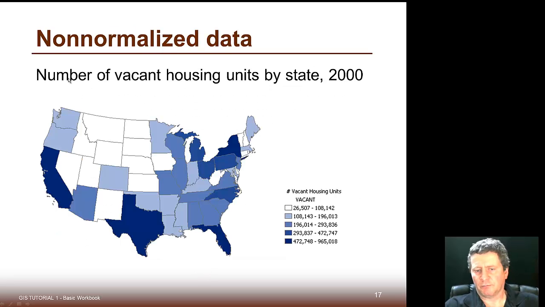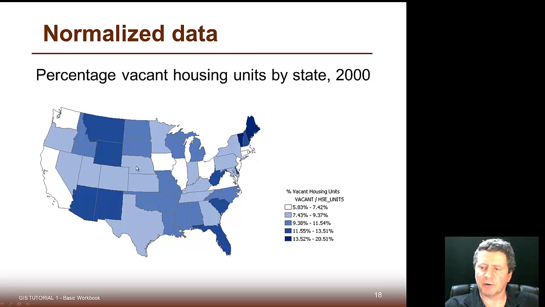So this is unnormalized data. This says these are the vacant housing units, and you can see that New York and Texas and California look horrible. We have all these vacancies in housing. And Montana looks pretty good. There aren't very many vacant housing units there, so that looks like a pretty good thing. So the information here really tries to draw you to think that these states are, quote-unquote, kind of bad.